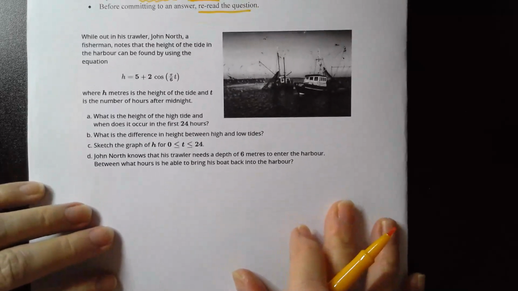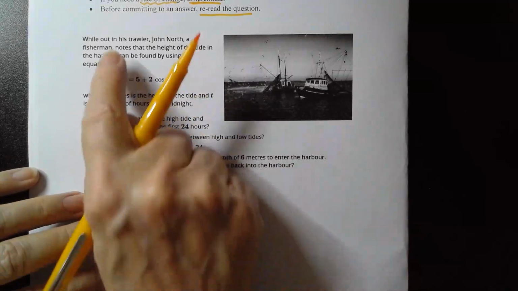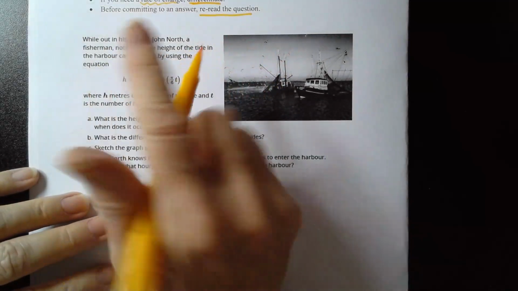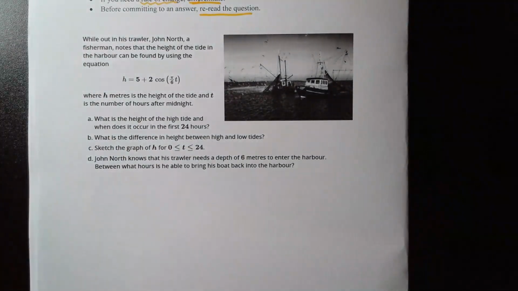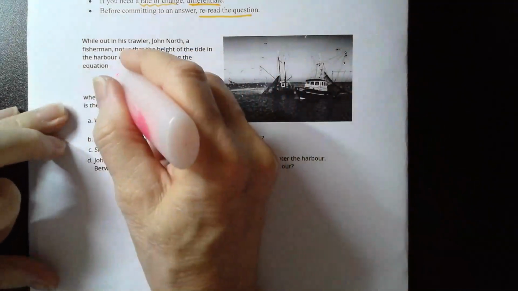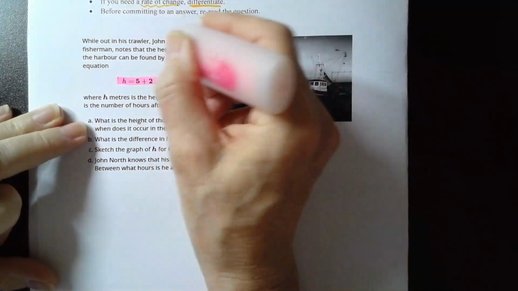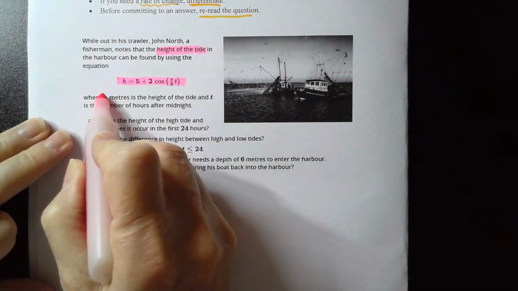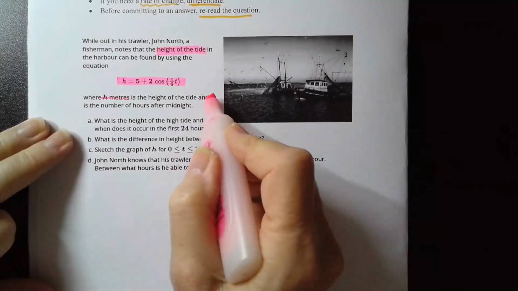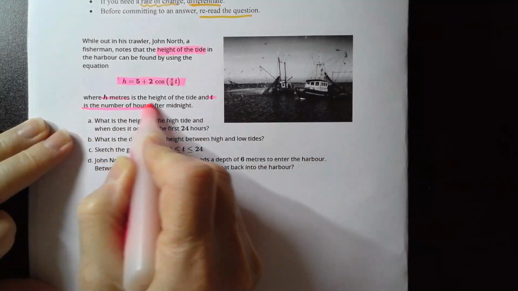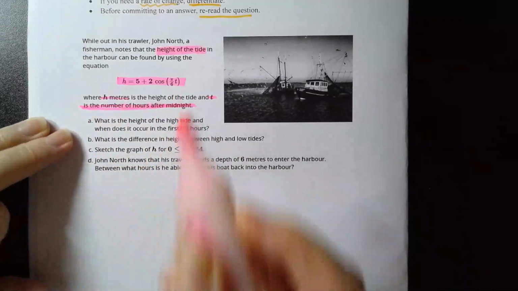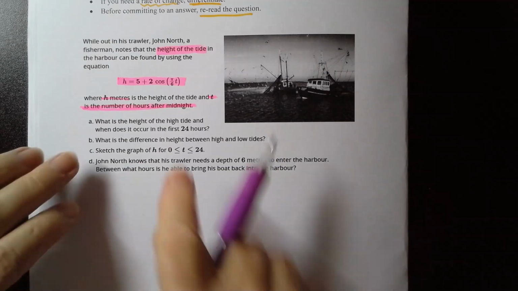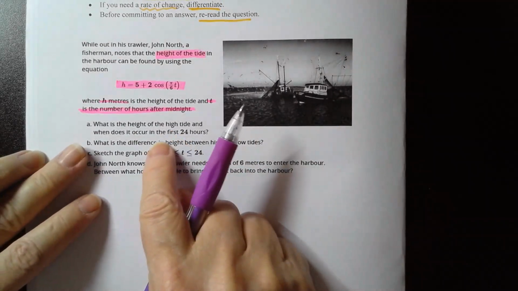Okay, so while out on his trawler, John North, a fisherman, notes that the height of the tide in the harbor can be found by using this equation, and that's the height of the tide. And I know H is in meters, there's my units, and T is the number of hours after midnight. So that's kind of important because when they say 2, they mean 2 a.m. All right, great. So it says, what is the height of the high tide and when does it occur?